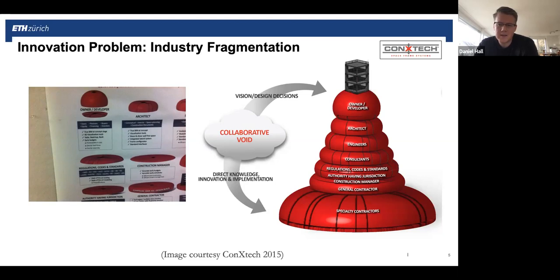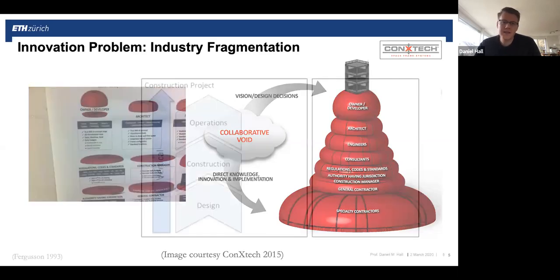So they had to convince all those actors on the right side: the specialty contractor, the general contractor, the construction manager, the regulations, the consultants, the engineers, the architect, and the owner. They had to convince all of those people on every single project that their space frame system was one that should be adopted. Now, they had got it into the code book. It was accepted from an engineering standpoint, but many of the other players did not know what to do with this new system. Connextech's not alone in this problem.